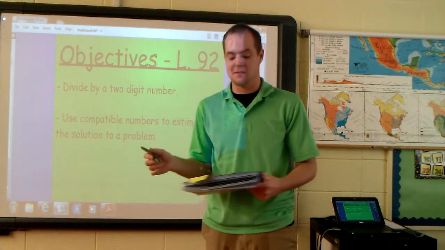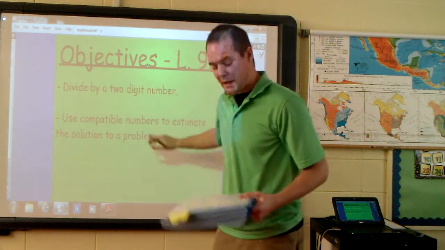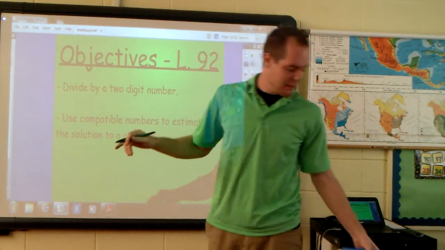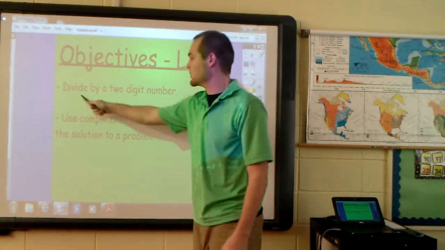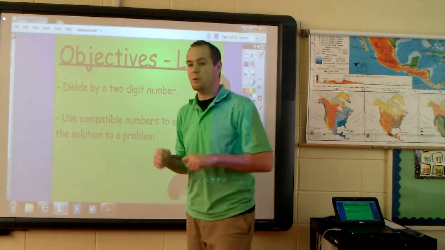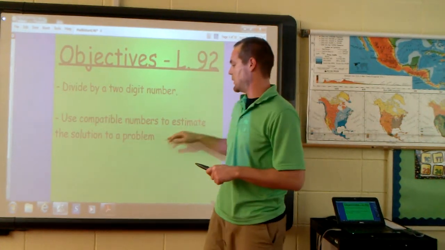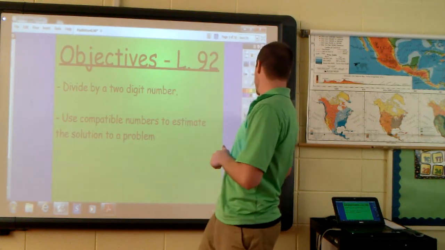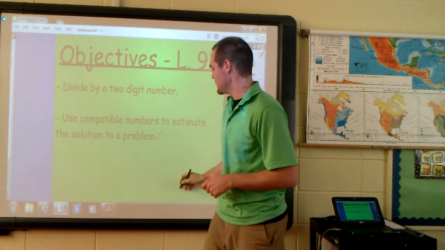The title of the lesson is Dividing by Two-Digit Numbers, and again it's on page 604. The objectives for today: we're going to divide by a two-digit number. We will also use compatible numbers to estimate the solution to a problem. I bet you didn't notice I missed a period there.